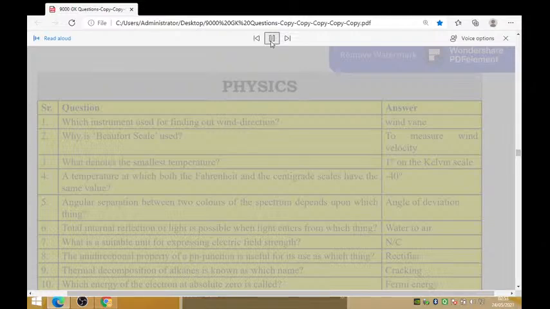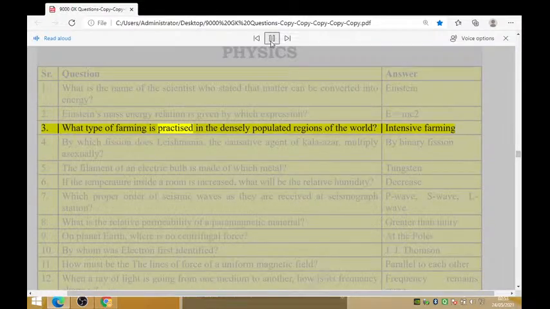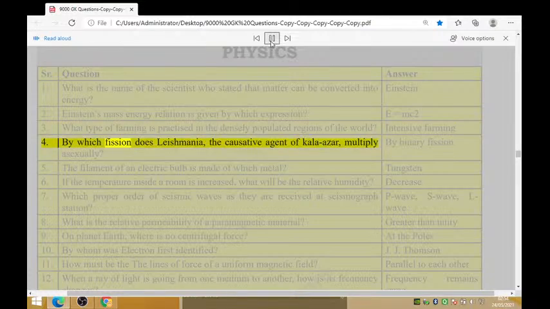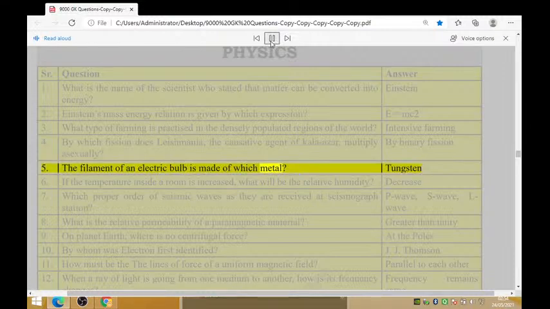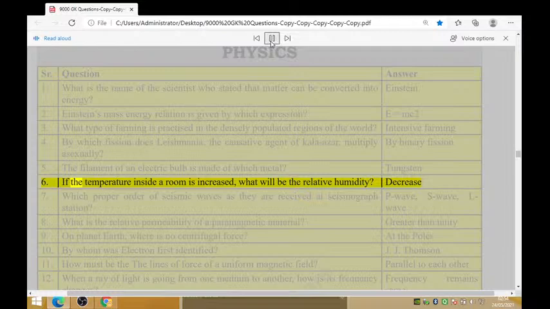3. What type of farming is practiced in the densely populated regions of the world? Intensive farming. 4. By which fission does Leishmania, the causative agent of Kala-Azar, multiply? By binary fission. 5. The filament of an electric bulb is made of which metal? Tungsten.